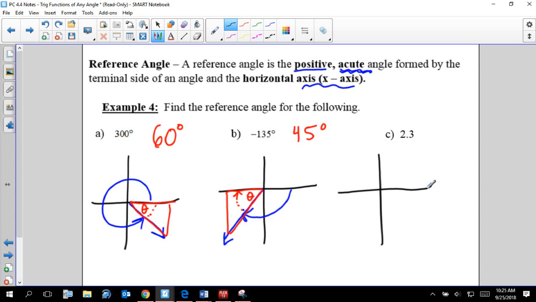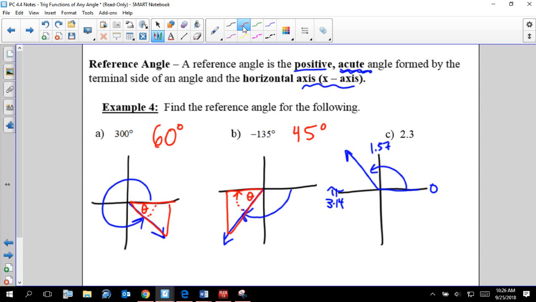2.3, what is that? Radians. How do you know it's not degrees? There's no degree symbol, so you know it has to be radians. And because it's not written with pi, I'm going to start thinking radians in decimal. So right here is pi, but that is a decimal, 3.1415926, right? And then 0 is here. So halfway through is 1.57 approximately. So 2.3 is about here.